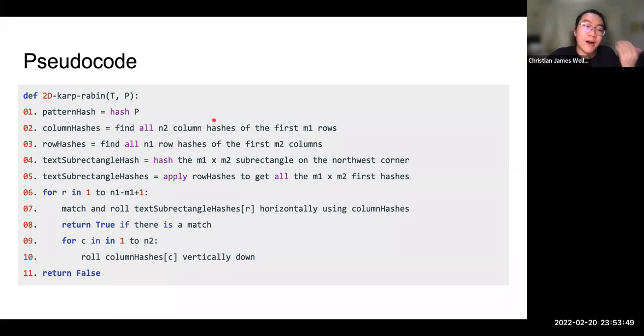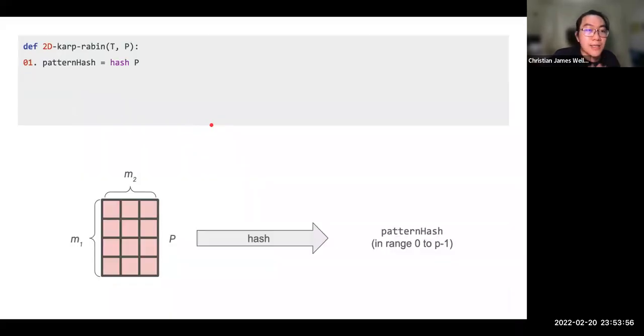You may wish to skip it if you roughly know the idea already, or you can pause the video and try to see if you can come up with it yourself. So the idea here is that we try to hash the pattern first, because every time we do the matching, we are going to keep reusing this pattern.